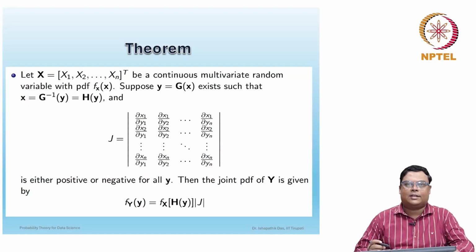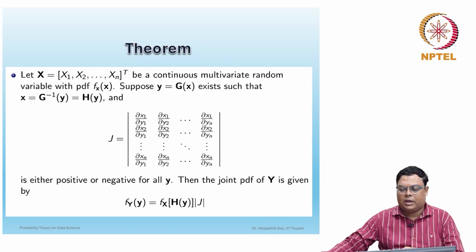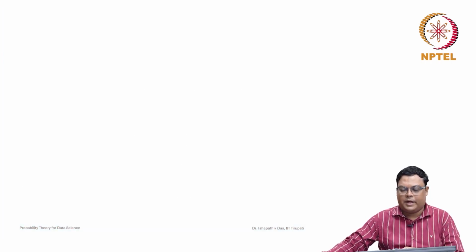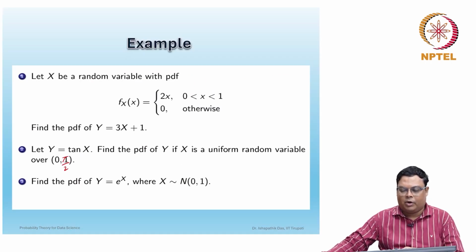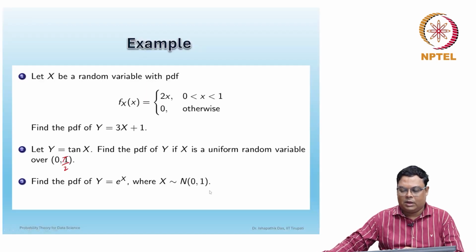Now we will discuss the case when we consider the transformation of random variable in the multivariate random variable. We have completed some examples for univariate random variables. Now we will discuss multivariate random variables. A similar concept may be used.